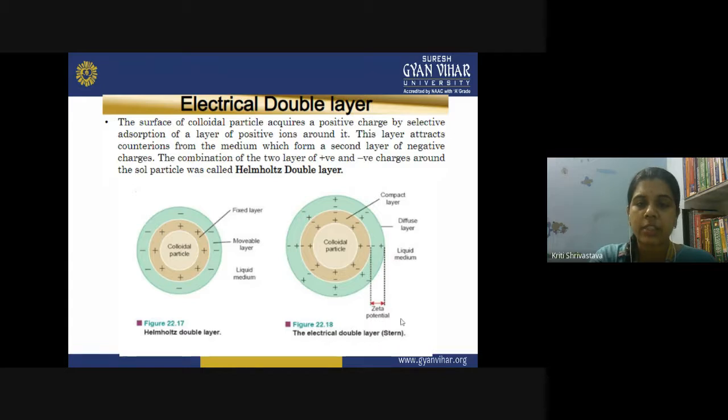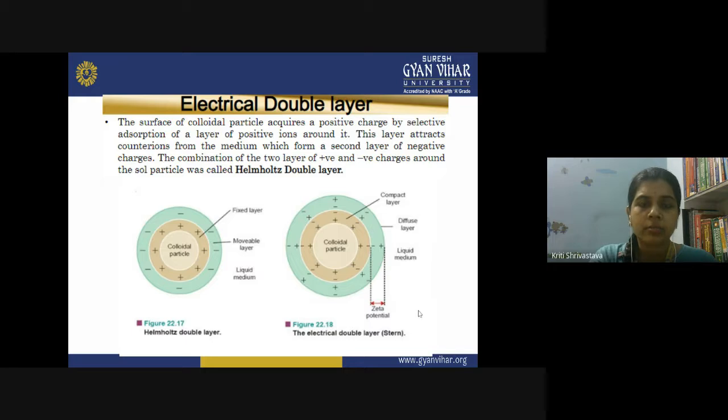It was suggested by Stern. So we consider that the first layer on this electrically charged particle is a compact layer because it is due to presence of these adsorbed ions, and the second layer is a diffuse layer. So the diffuse layer is due to the ions present in the dispersion medium, and the potential that exists in the diffuse layer, this is called the zeta potential, and this is my liquid medium.